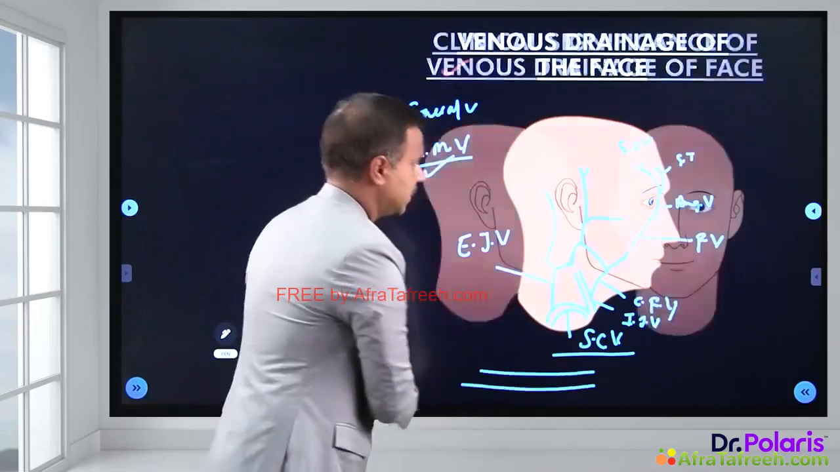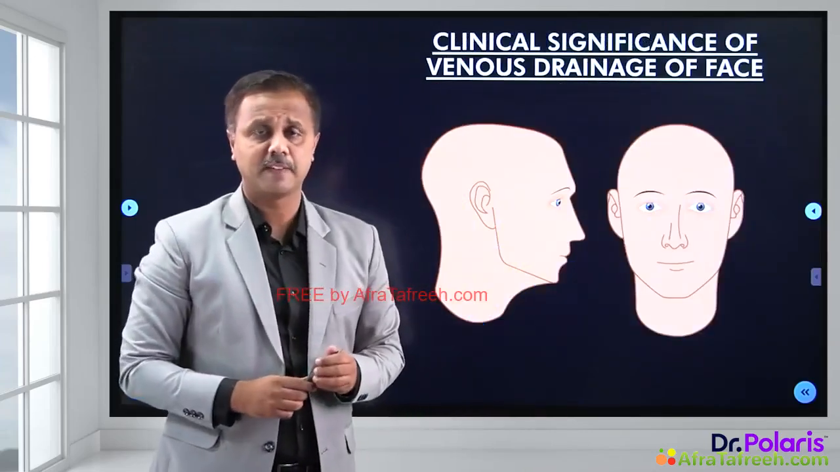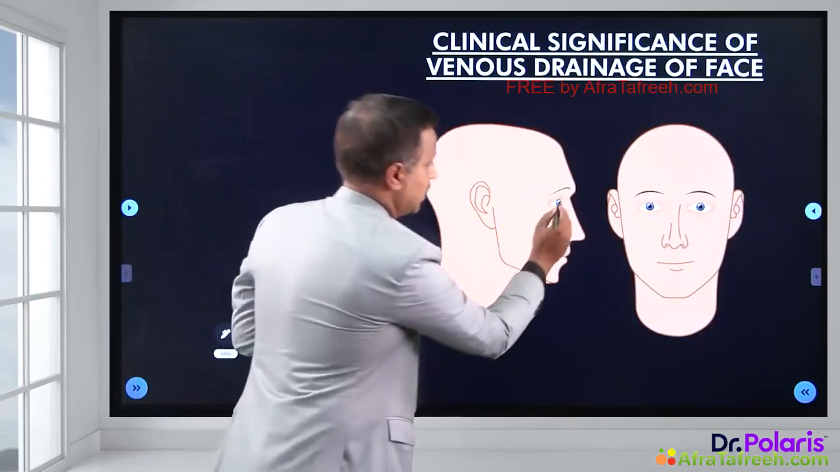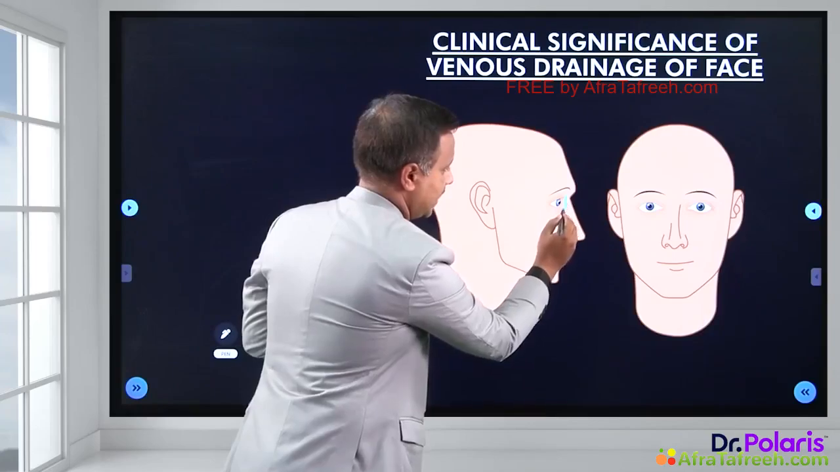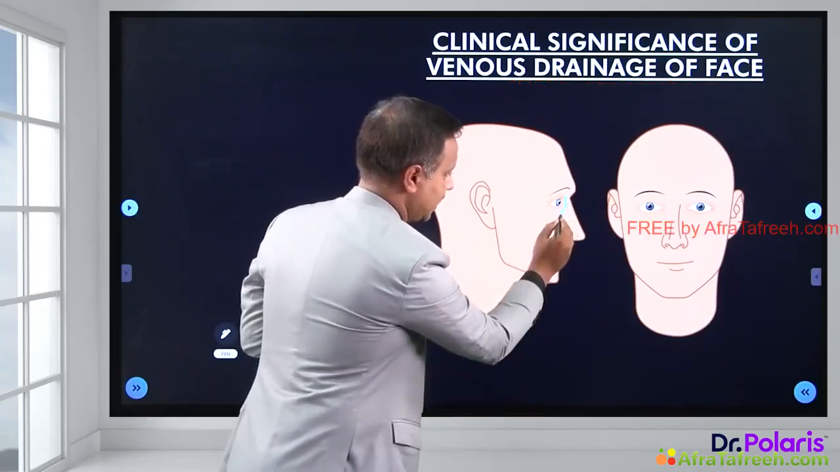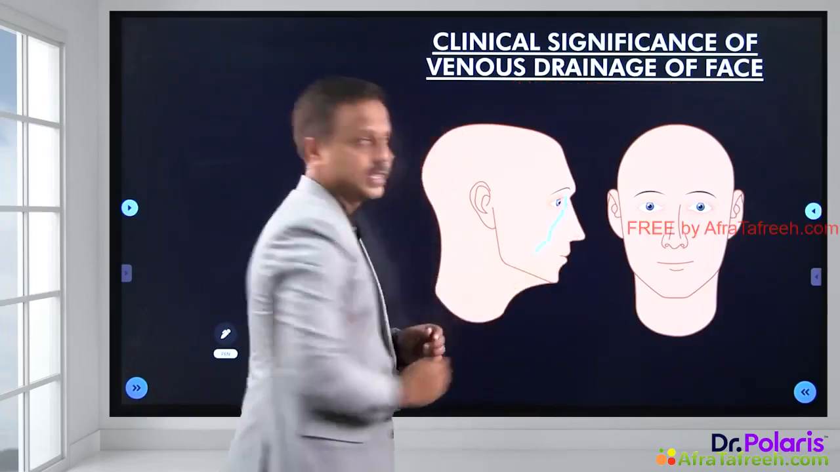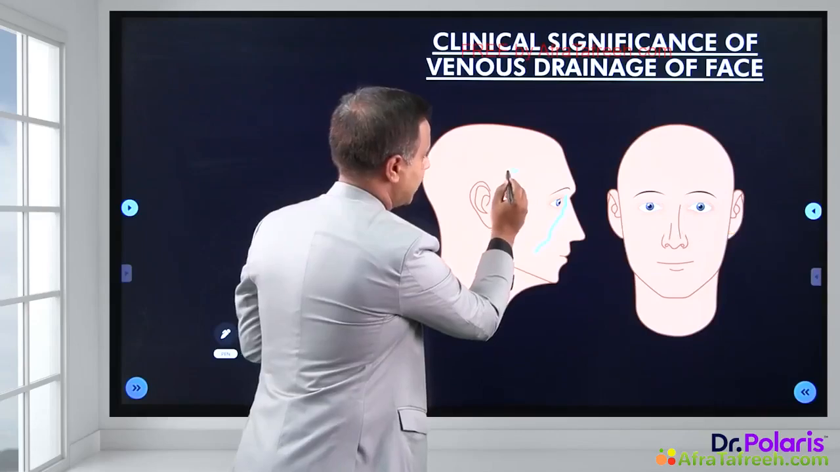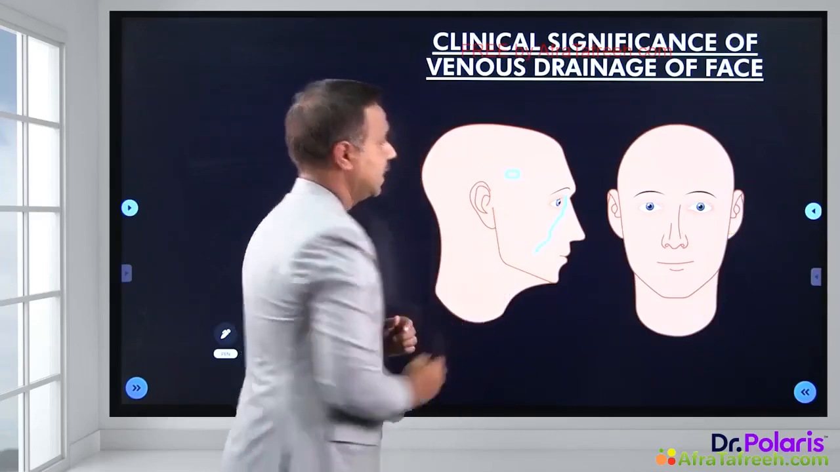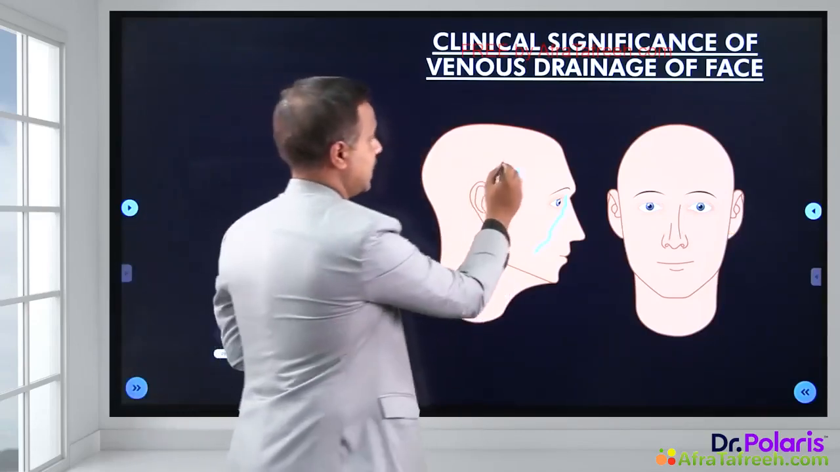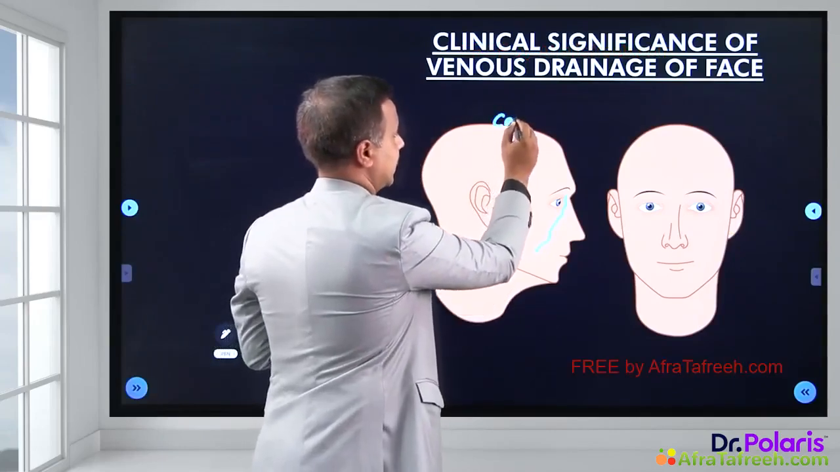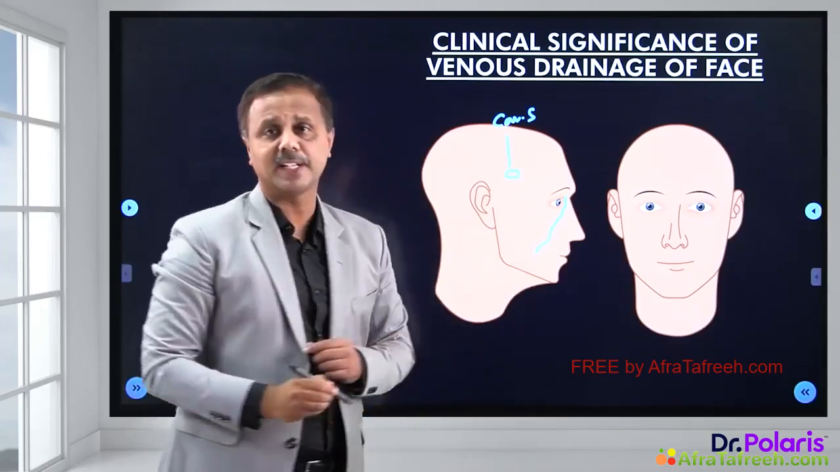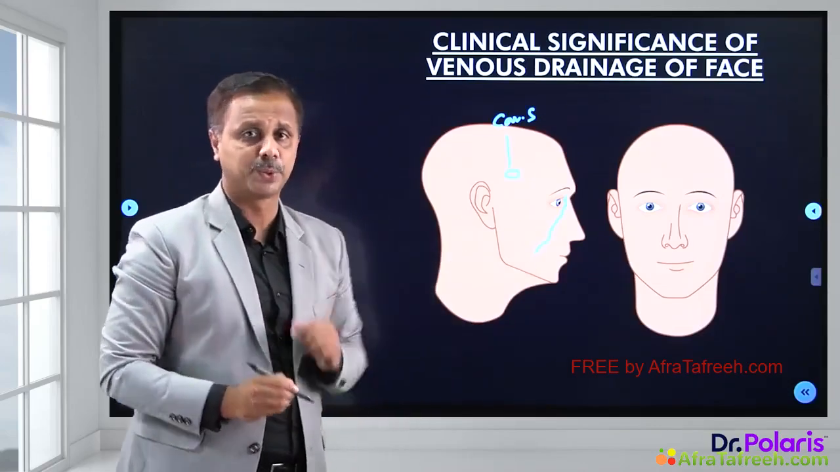What about the clinical significance of this venous drainage? We'll draw it again. Can you tell me what this vein is? Angular vein. And what is this? The facial vein. And we have a dural venous sinus in the head, the cavernous sinus. So let's say this is the cavernous sinus. The cavernous sinus is connected with the facial vein by two routes.